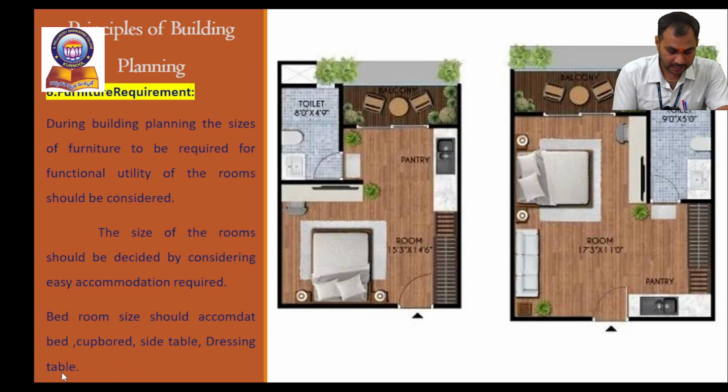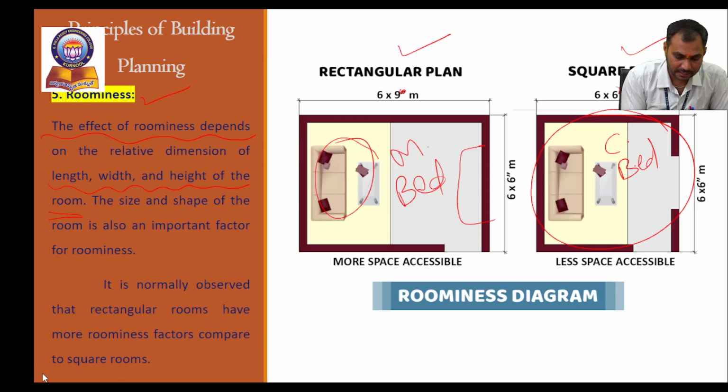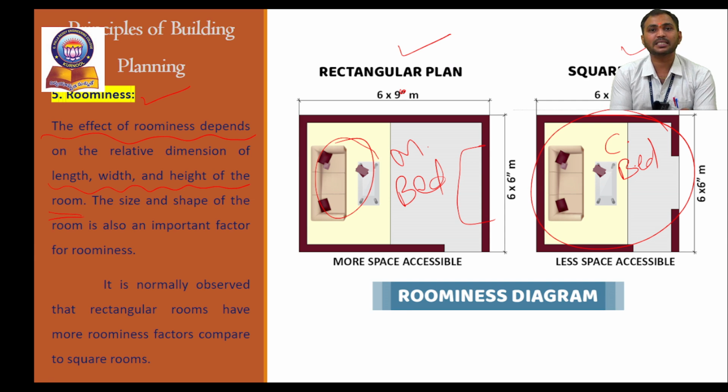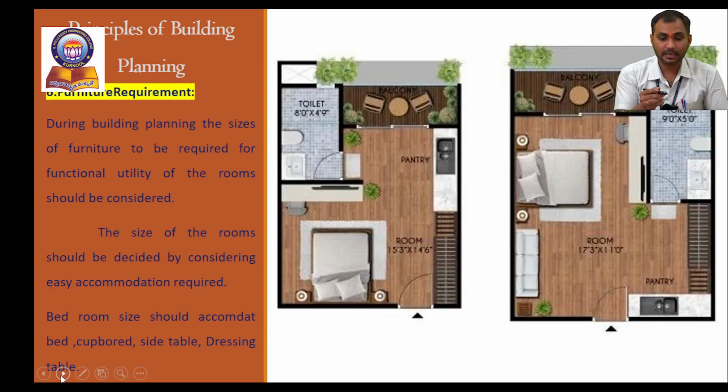Okay, the next one is furniture requirements. What is the purpose of the furniture requirements principle? In the previous slide we have discussed it. Here there is only little furniture, a sofa and a table. In the upcoming future, or maybe 4-5 years later, I want to purchase a desk for my reading purpose, or I want to provide cupboards. All these conditions are nothing but furniture.